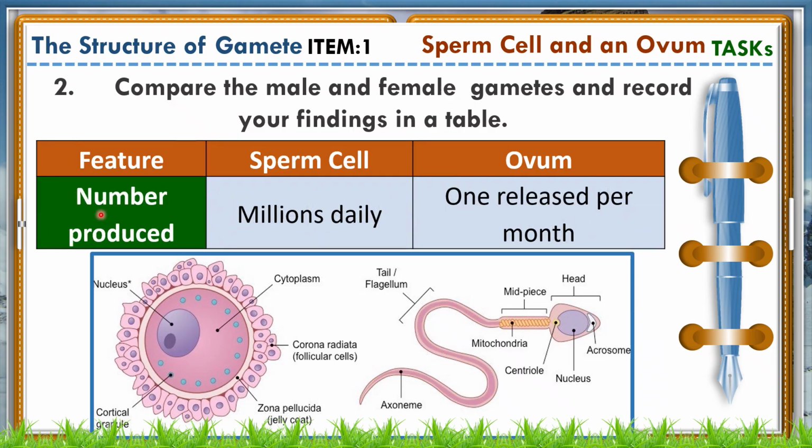When it comes to the number produced, for the sperm cell, millions are produced daily. Whereas the egg, only one is released every month. One ovum is released, but when it comes to sperms, millions are produced daily.